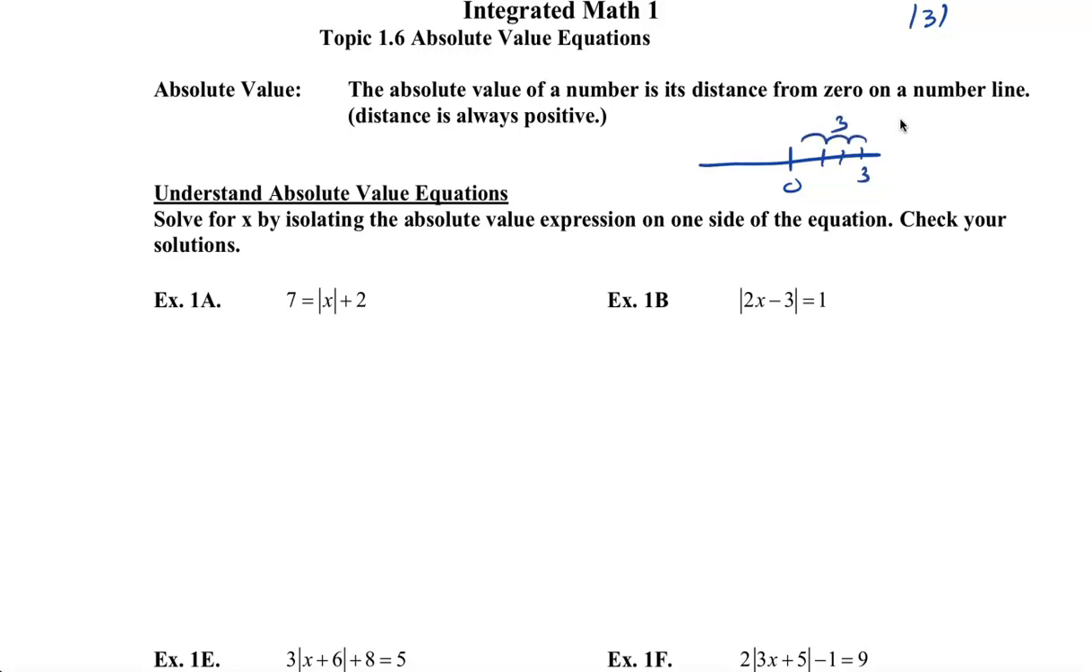That's why it also works for negative numbers, right? So the absolute value of negative 2: negative 2 is over here. It is 1, 2 from 0. That's all absolute value is.